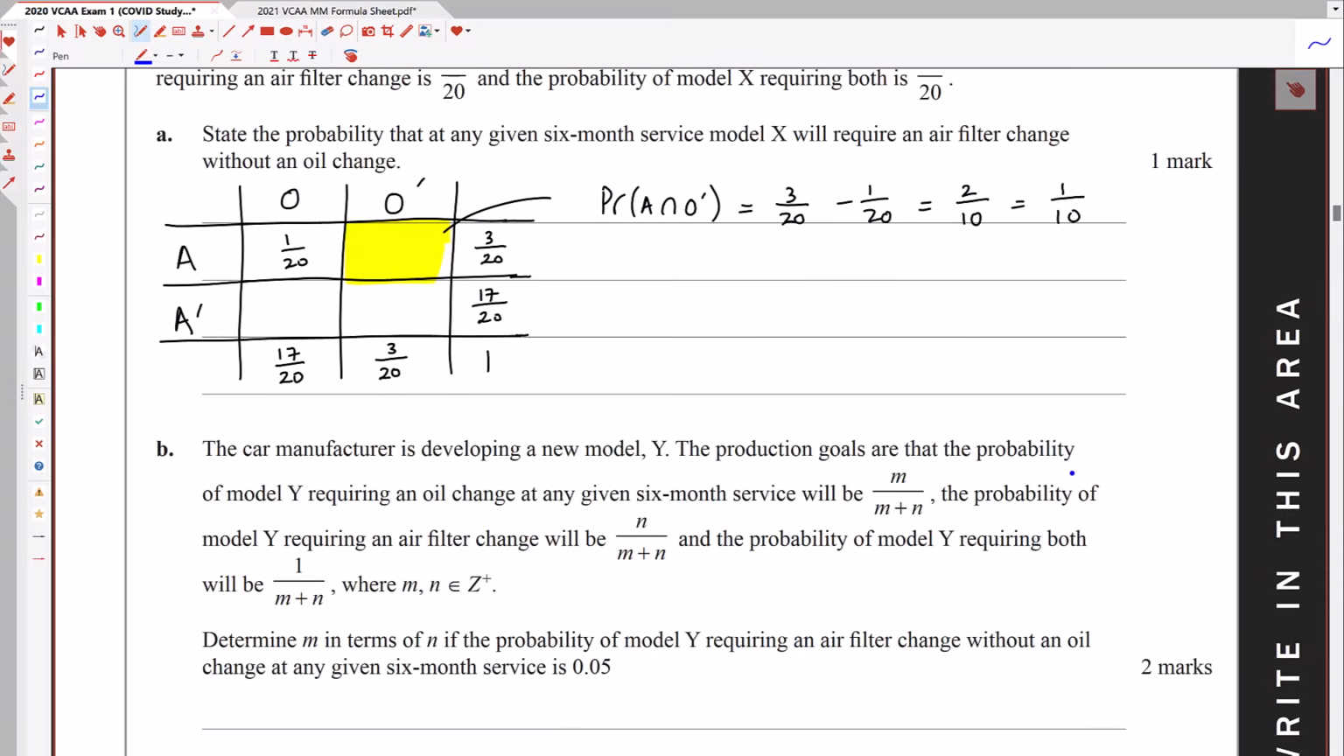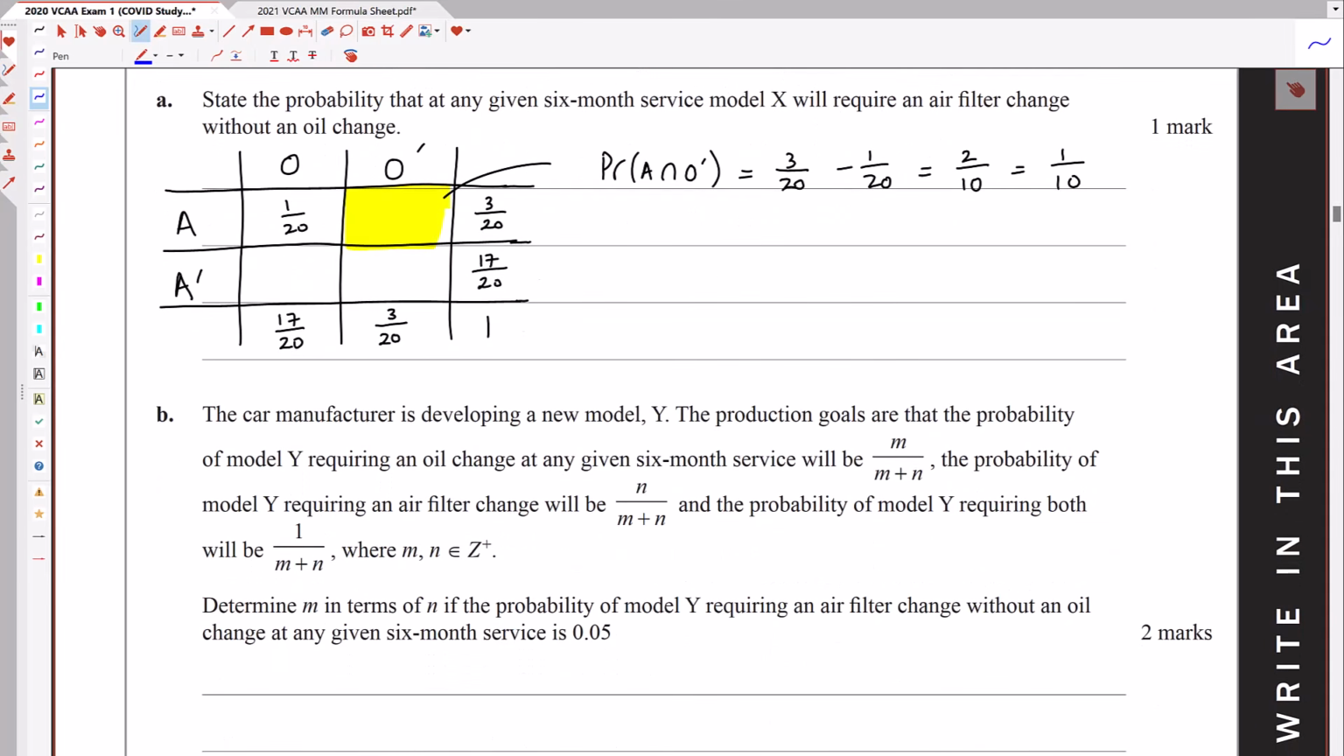So we'll see part B is pretty much the same sort of question, except they're generalizing it. A car manufacturer is developing a new model Y. The production goals are that the probability of model Y requiring an oil change at any given 6-month service will be m on m plus n. The probability of model Y requiring an air filter change will be n on m plus n, and the probability of model Y requiring both will be 1 on m plus n.